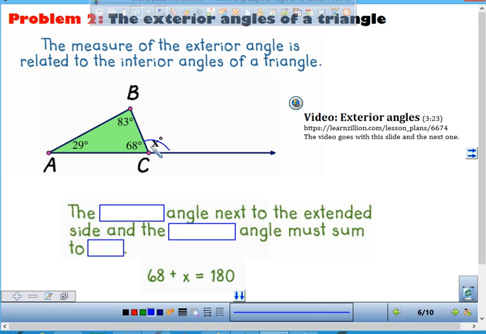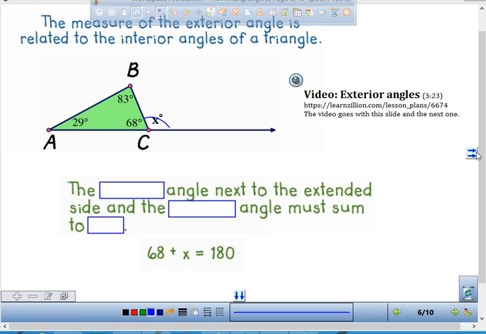What do I have to do to solve, Evan? Just take 180 minus 68 and together. Very good. And that's what this says. 68 plus x has to equal 180. So if I just subtract 68, we'll find that x is going to be 112.